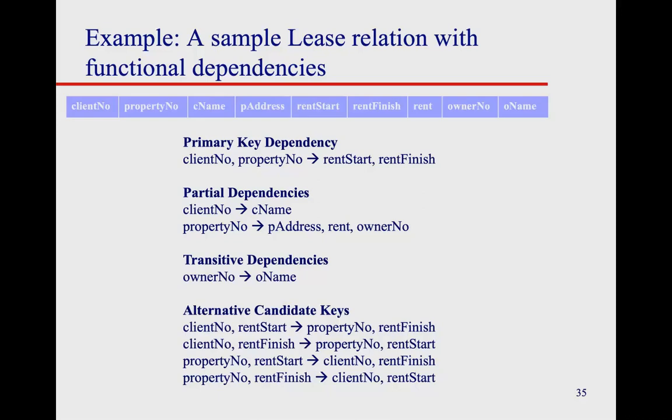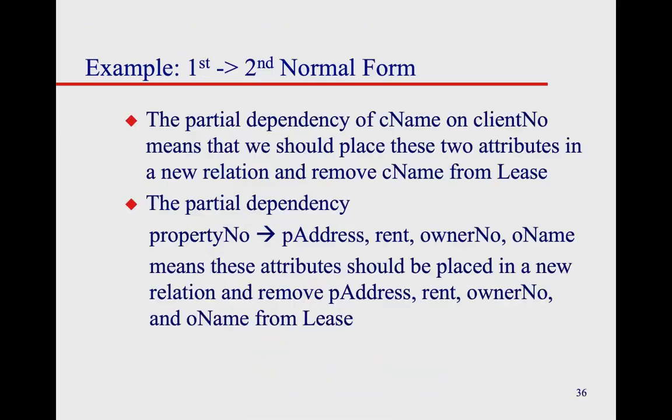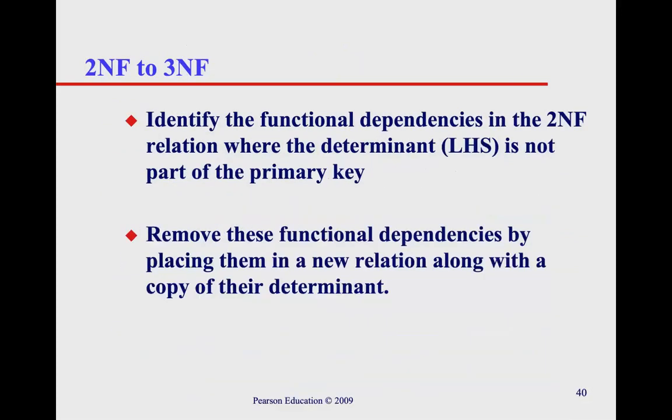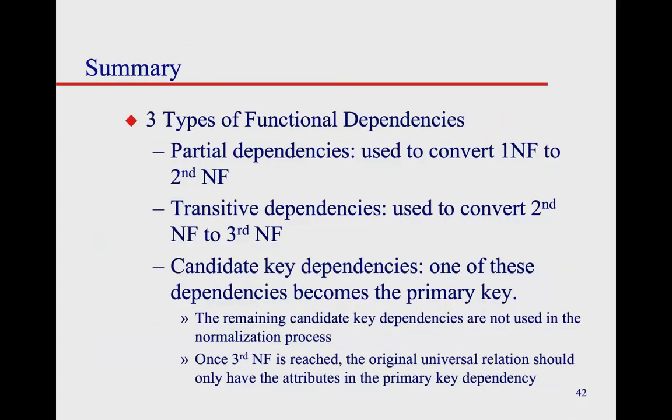Other questions? Okay, so basically, here's a summary of what we've been talking about with decomposition. First of all, there's essentially 3 types of functional dependencies. There are partial dependencies that we use to convert first normal form to second normal form. Partial dependencies are dependencies where the left-hand side is a proper subset of the attributes in the primary key.